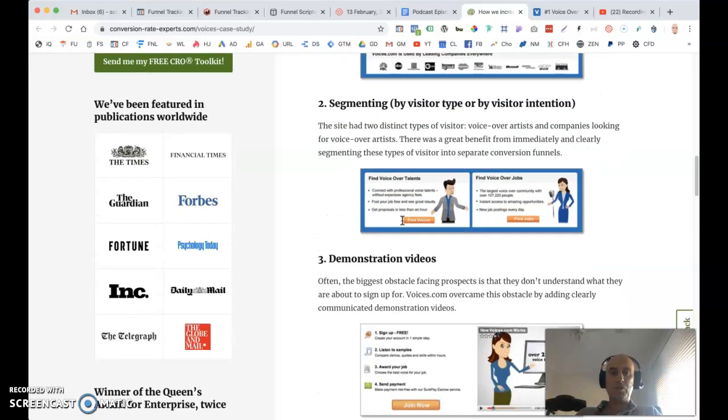Okay, so number 2 was segmenting by visitor type or visitor intention.